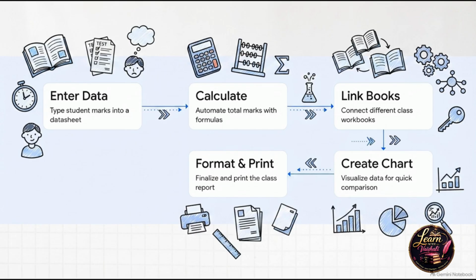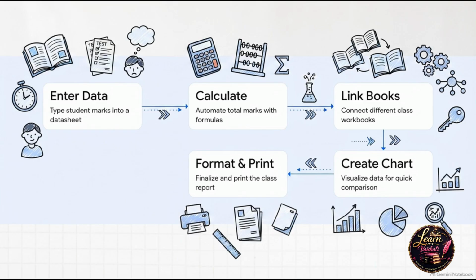Step 1, they sit down and enter all the raw student data, the test scores, the attendance, into a standard data sheet. Step 2, instead of using a desk calculator, they automate all the heavy lifting by calculating the total marks and averages using formulae. Step 3, they might teach 3 different subjects, so they use external references to link those different class workbooks together to create one ultimate master gradebook for the principal.